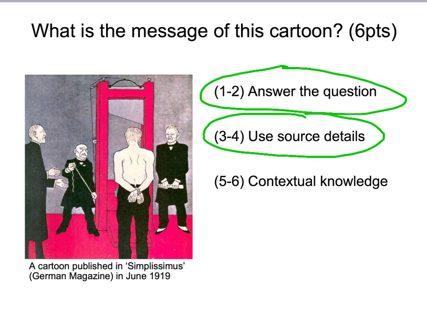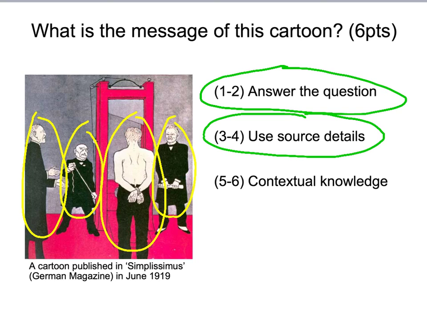You should be able to, by now, use source details in order to back up the points that you're saying. So, for example, you should be able to mention who these 3 people are, the big 3. Consider their body posture. Consider who this person is here, clearly representing Germany. The hands are tied. Talk about the guillotine, the historical device that cuts people's heads off in order to punish criminals, and mention where the source comes from. You don't have to mention all of these different points. 2 or 3 should be enough, so don't worry about including all the different points within it.